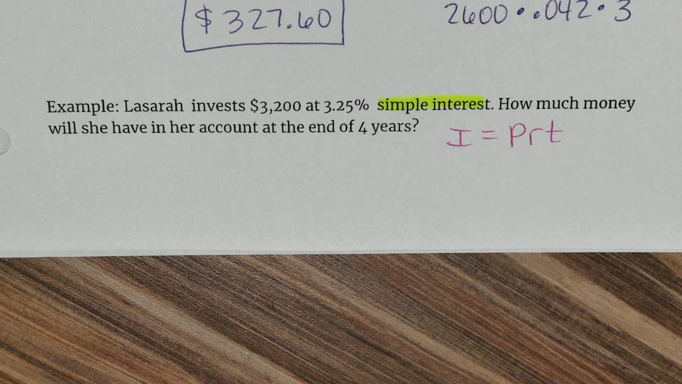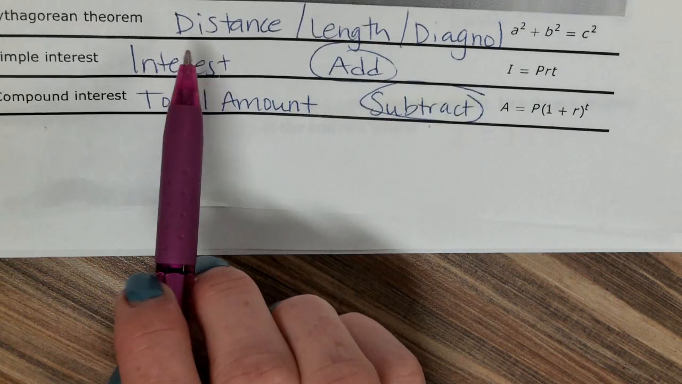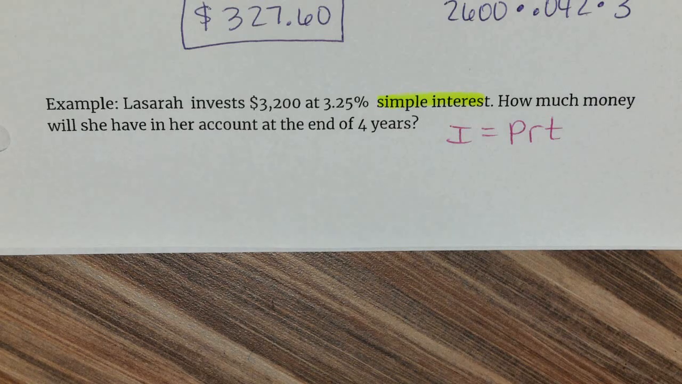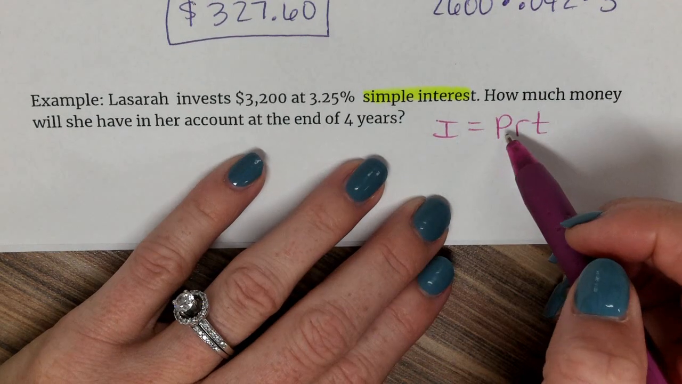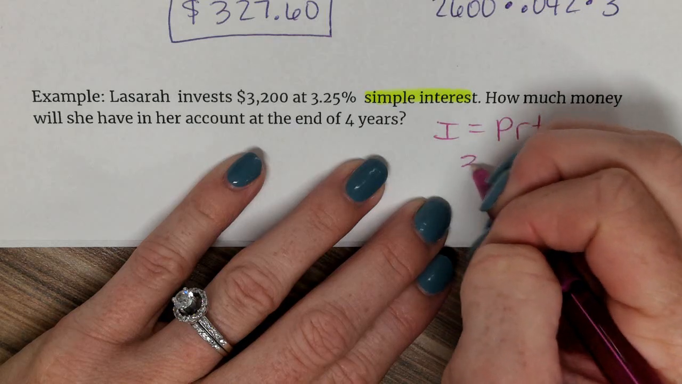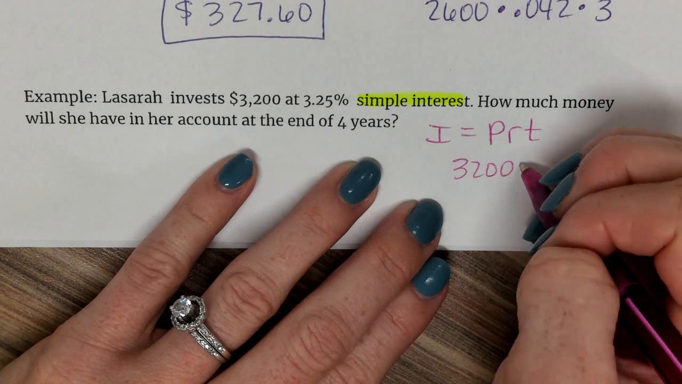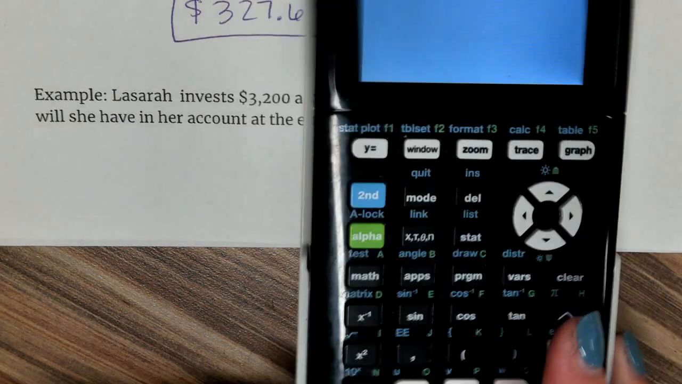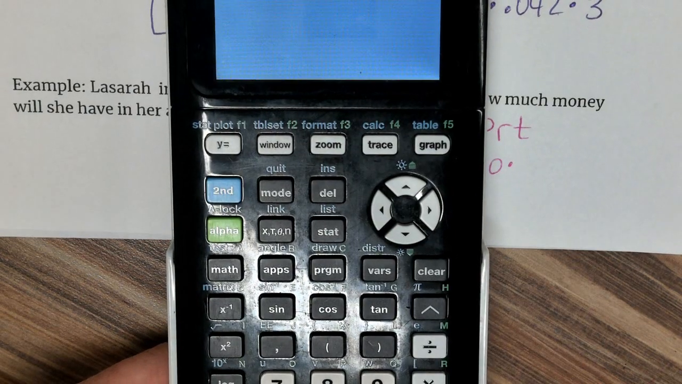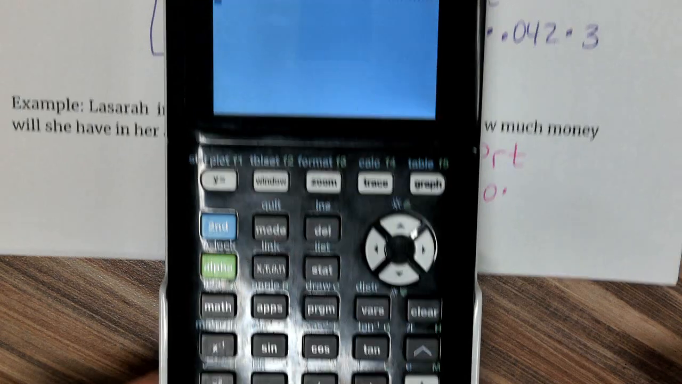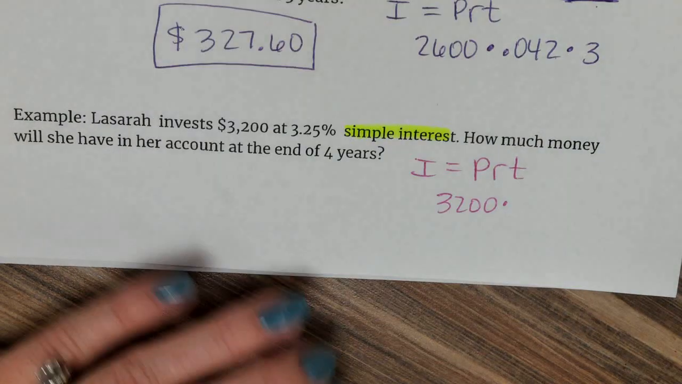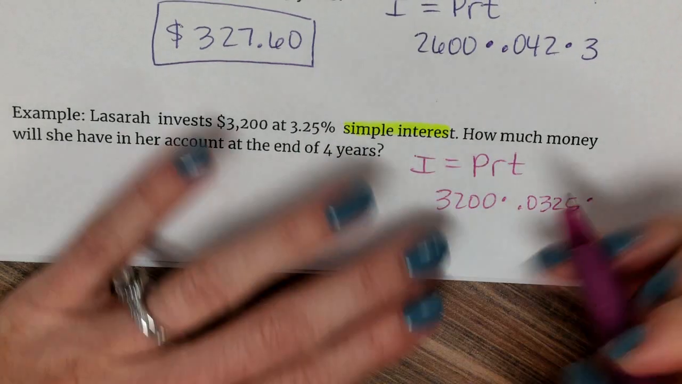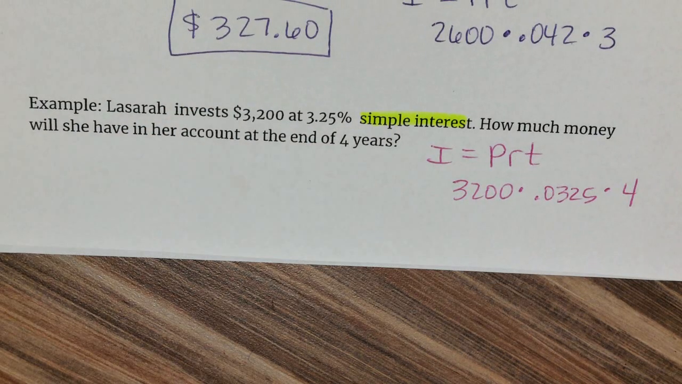No. So let's go to our star chart. Simple interest solves for interest. If we need the total, we're going to have to add. So I'm going to have to take it a step further. So here we go. What's the P, the starting amount? 3,200 times the R, but I need to change it to a decimal, so 3.25 over 100 is 0.0325 times how many years? 4. And I go put it in my calculator.